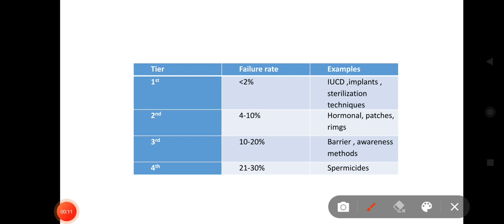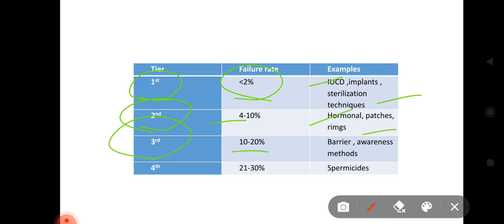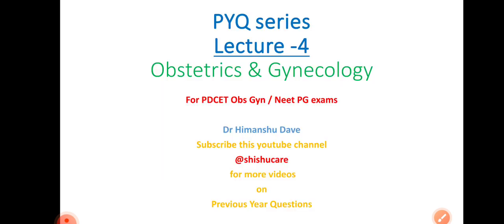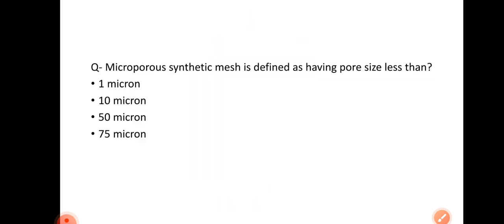So quickly coming to the first topic, contraceptive failure rates in different tiers of contraception. In first tier contraception, failure rate is minimum, that is less than 2%, and the examples are IUCD, implants, sterilization techniques. In second tier it's 4 to 10%, hormonal patches and rings. In third tier failure rate is around 10 to 20%. Examples are barrier methods and awareness method. And in fourth tier failure rate is 21 to 30%, and examples are spermicides. So you have to remember the level of the tier of contraception and the failure rate. So this can be asked in MCQ.